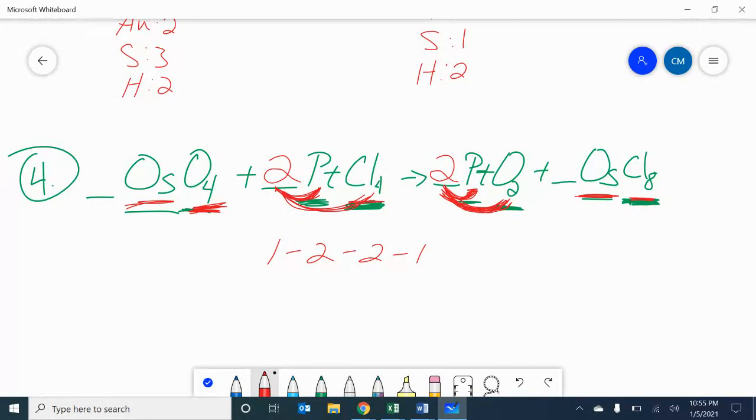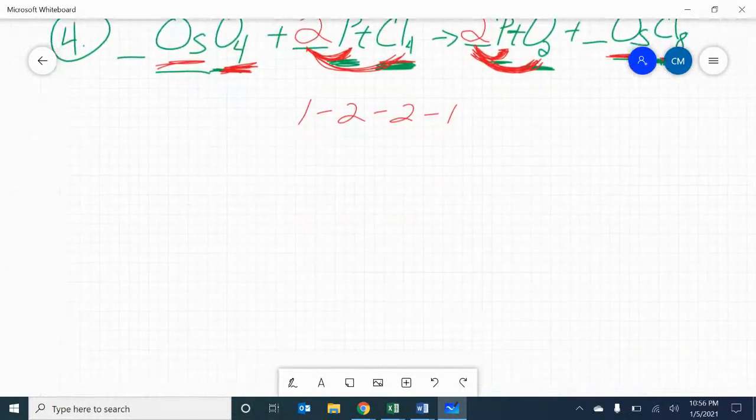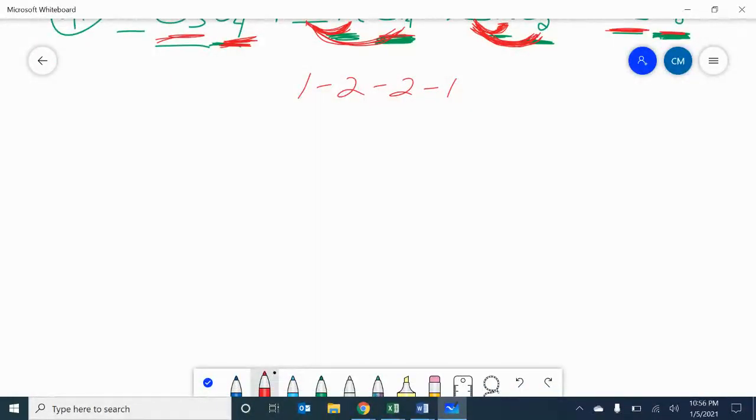Now I know what I'm going to need to run this reaction. All right, easy enough. Sometimes they're pretty simple. Let's look at number 5. I'm on my way to number 8.